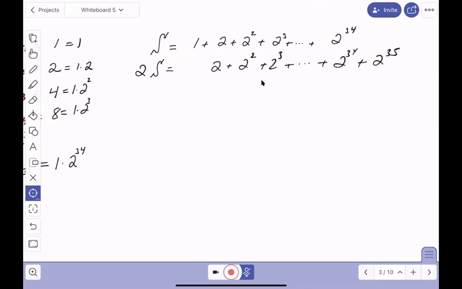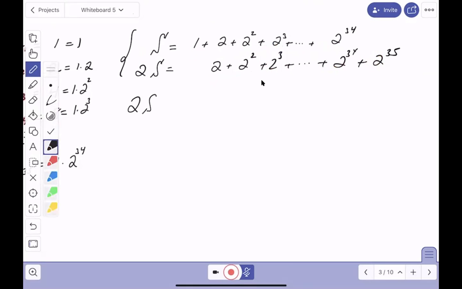Then what I'm going to do is probably subtract. Let me write that down for you. So I'm going to write down 2s minus s. Now what's that going to be? That's going to be 2 to the 35th minus 1. What does this give us? S would be 2 to the 35th minus 1.